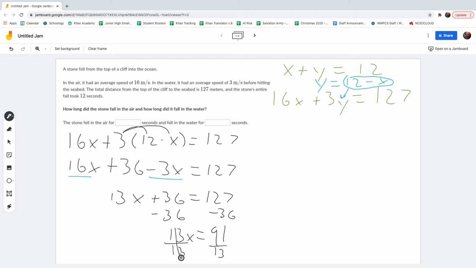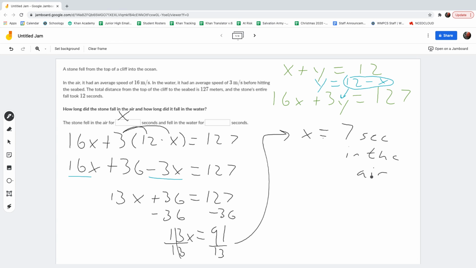This cancels out, and I get that x is equal to 7. So what we found out was that the x, being 7, that x was what we determined earlier, happened to be how long they fell in the air. So the stone fell 7 seconds in the air.